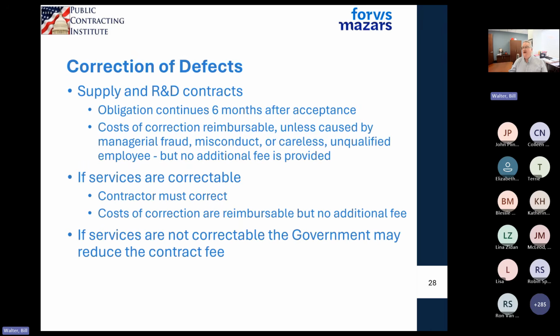If you do have defects under a supply or an R&D contract, you've got 6 months after the item is delivered where you have to continue to fix it. If they're correctable, you can get it corrected. You'll be paid for the cost. And if it's an overrun, and you go in for an adjustment to your contract and say, hey, why are you going to overrun? Well, we had this rework. They won't give you additional fee on the rework. And if you can't fix it, then the government can adjust your fee. They can't reduce your cost, but they can reduce your fee.